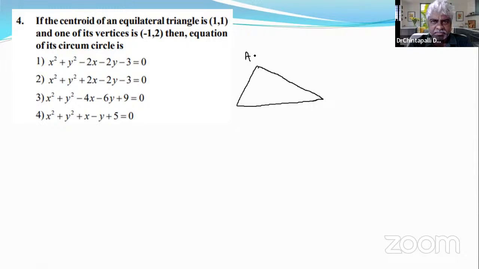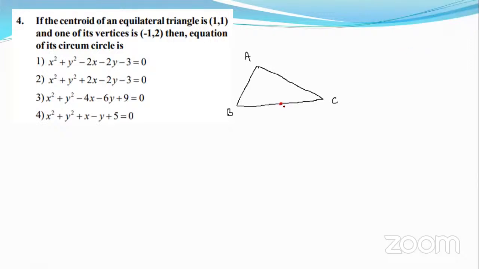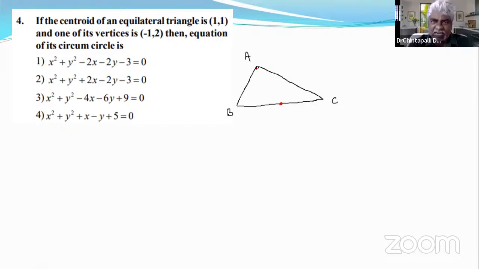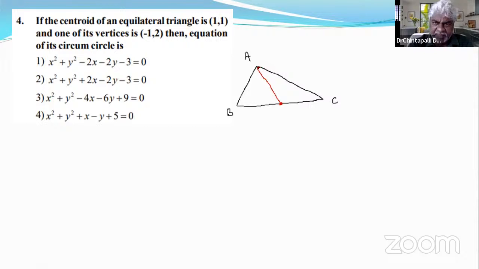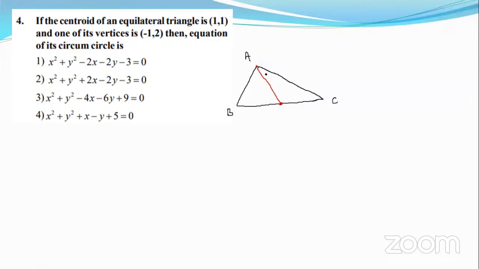Triangle ABC. Now, this is the midpoint of side BC. This midpoint is connected to its opposite vertex. Vertex A is connected to the midpoint of its opposite side. That's why this line is called a median.